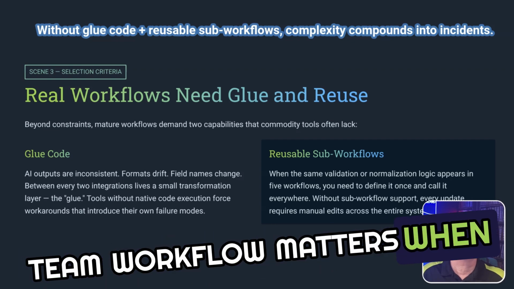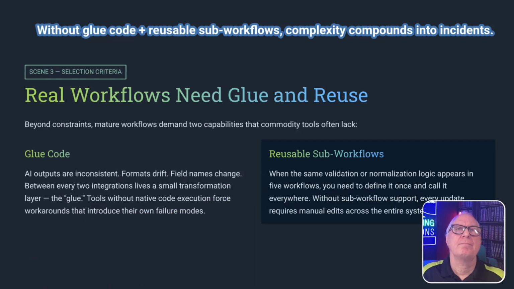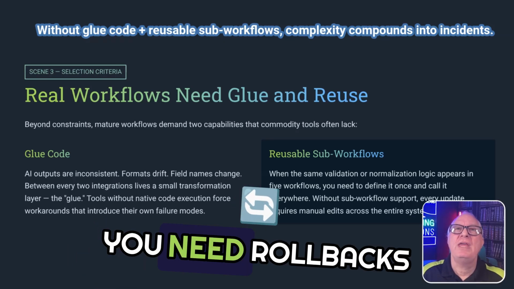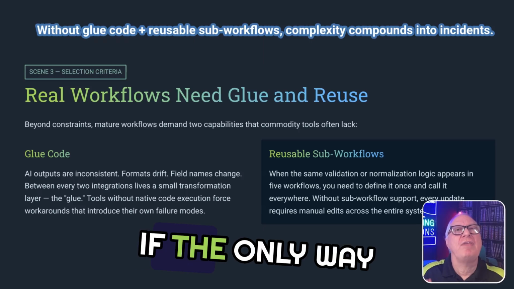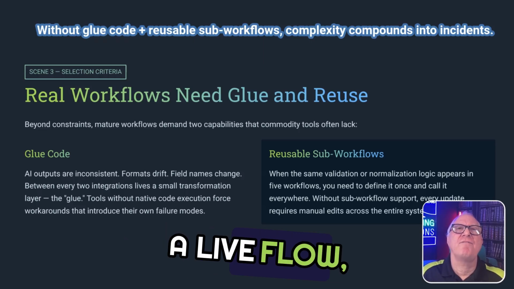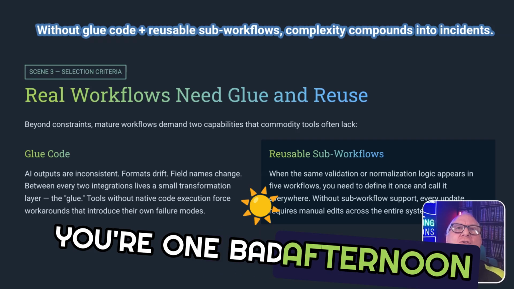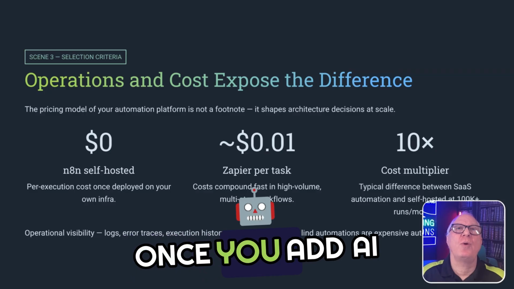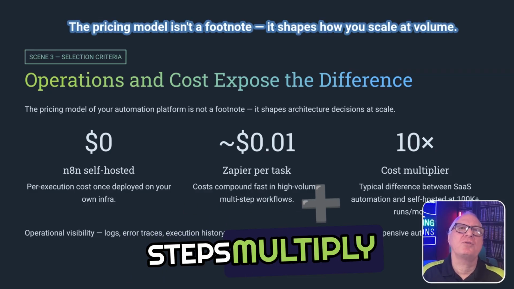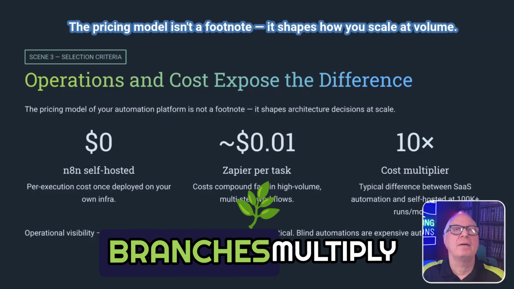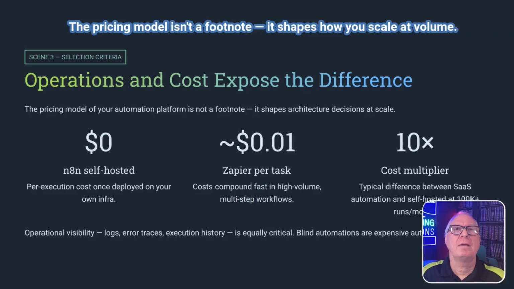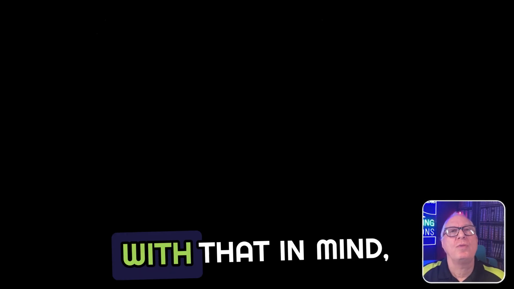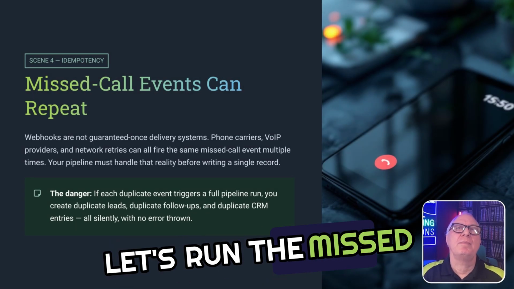Team workflow matters when automations become software. You need change review, you need environments, you need rollbacks. If the only way to ship is editing a live flow, you're one bad afternoon away from downtime. And unit economics matter once you add AI. Steps multiply. Retries multiply. Branches multiply. Volume doubles and your cost curve surprises you. With that in mind, let's run the missed call pipeline.